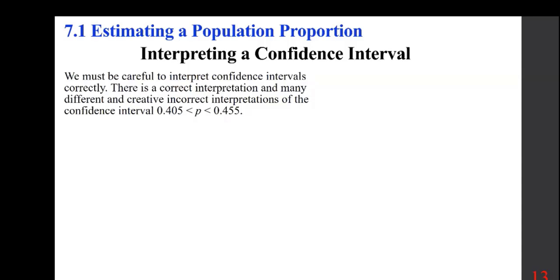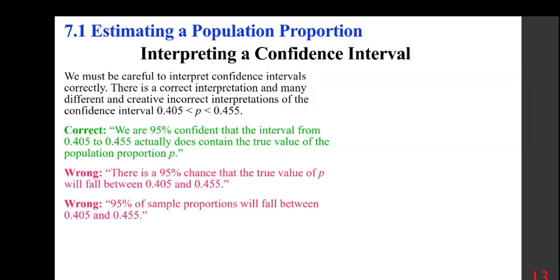Interpretation: let's do interpreting a confidence interval. Be careful when it comes to interpretation. There are different ways of approaching it, so let's see how statisticians approach this. We must be careful to interpret confidence intervals correctly. There is a correct interpretation and many different and creative incorrect interpretations of the confidence interval 0.405 is less than P is less than 0.455. Correct: we are 95% confident that the interval from 0.405 to 0.455 actually does contain the true value of the population proportion P. Wrong: there's a 95% chance that the true value of P will fall between 0.405 and 0.455. Also wrong is: 95% of sample proportions will fall between 0.405 and 0.455.